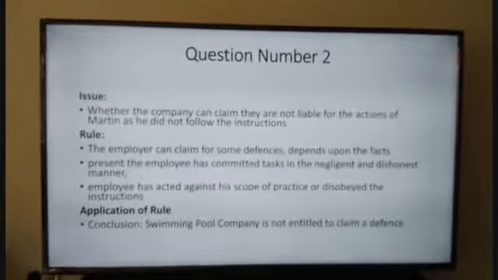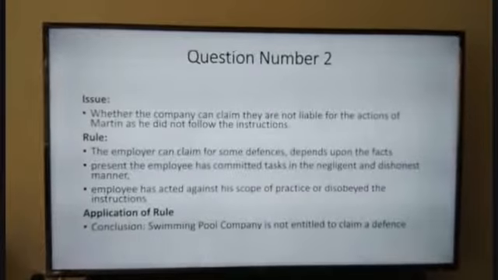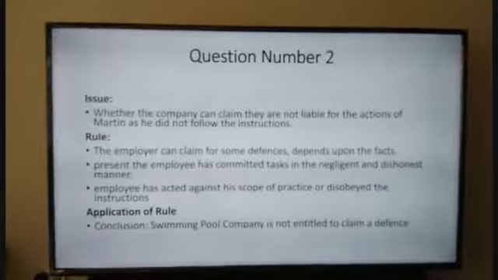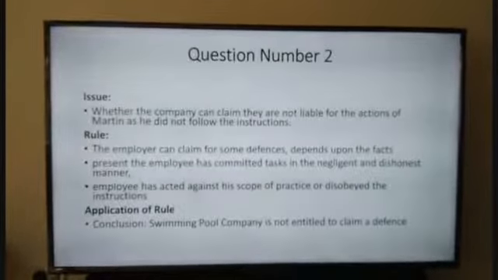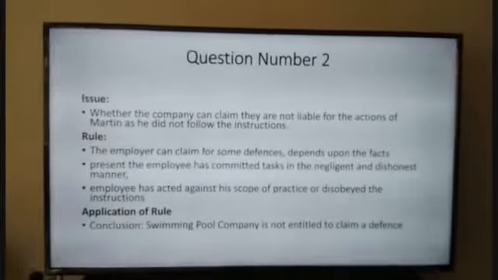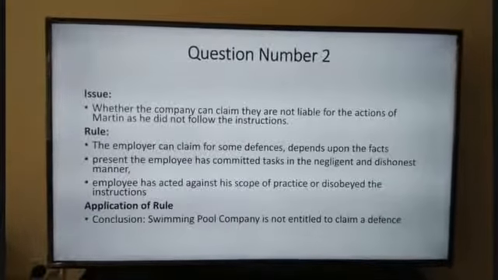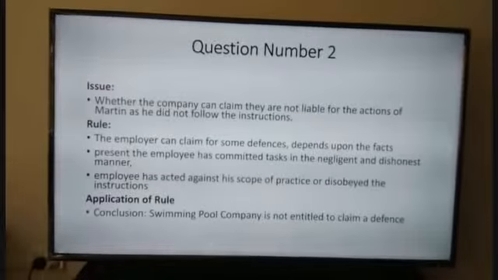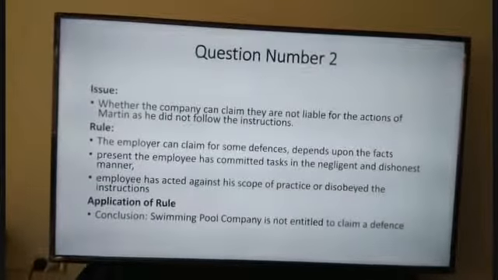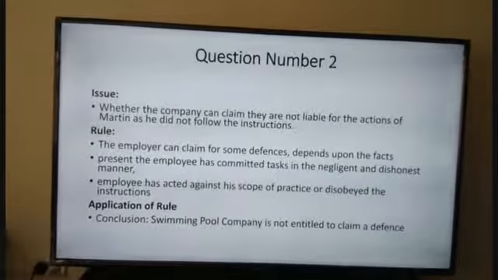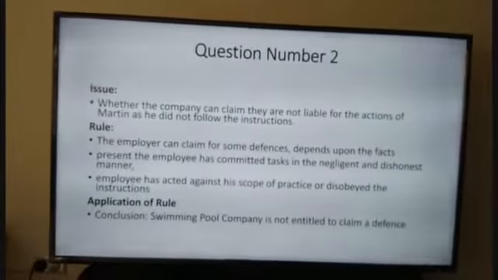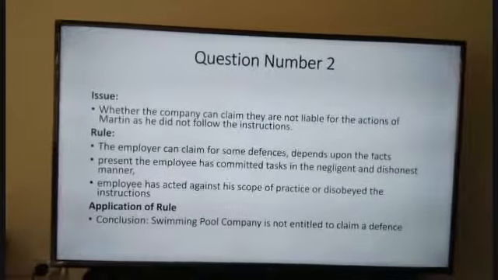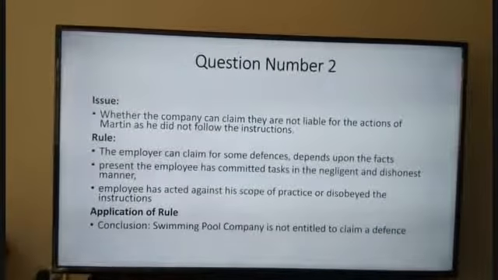The most common defense for the employer is to present that the employee has committed his or her tasks in a negligent and dishonest manner. Another thing they can present is that the employee has acted against his scope of practice or disobeyed the instruction. Applying this rule in my case, he performed dishonest and negligent actions by the inappropriate construction of the swimming pool and improper financial management.